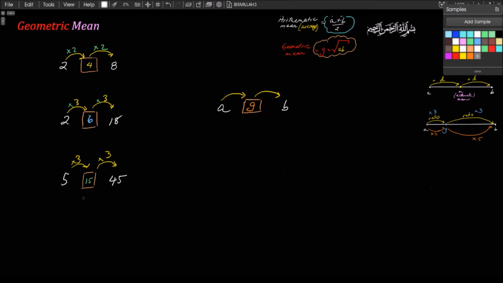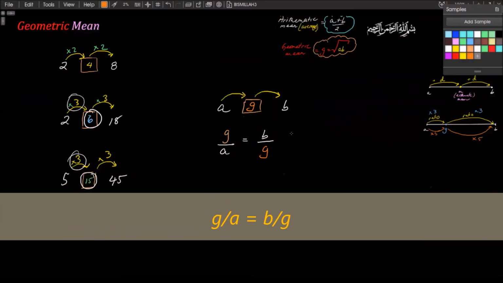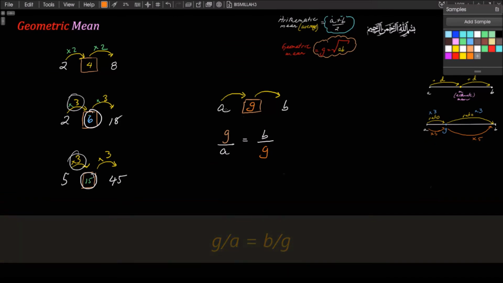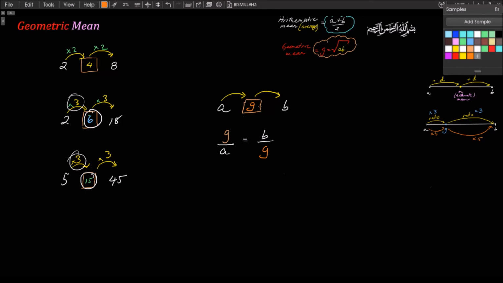So in this case, for example, if you take 15 and divide it by 5, I got 3. If we take 6 divided by 2, I got 3, right? So that's the ratio between A and G. So the ratio G over A has to be the same ratio as between B and G, so B divided by G. So G divided by A has to be the same thing as B divided by G, right? That's how they would have the same ratio. G divided by A has to be the same as B divided by G.